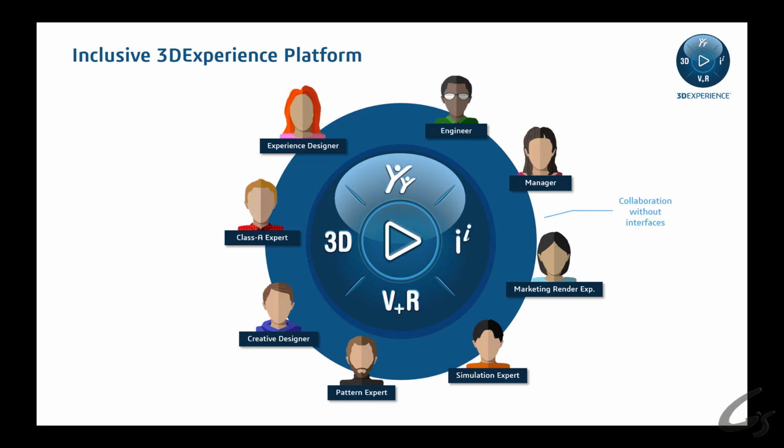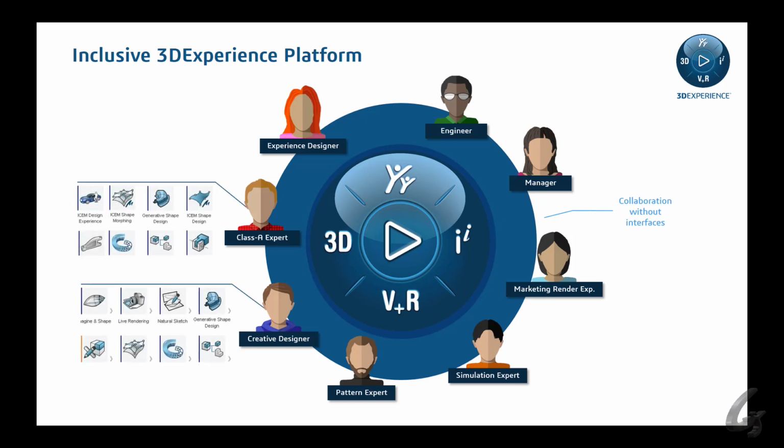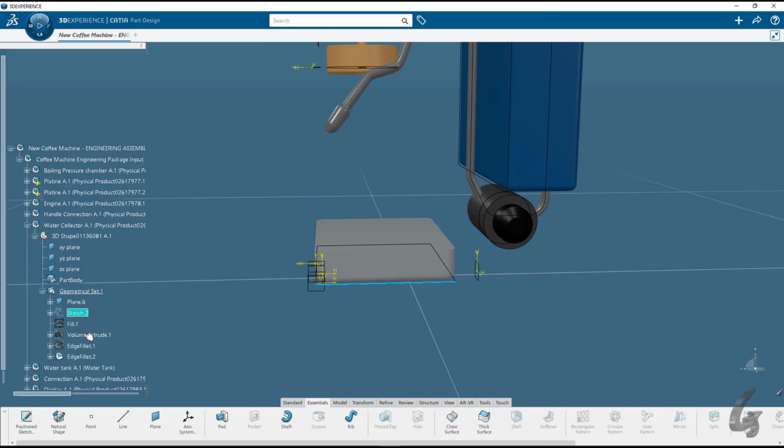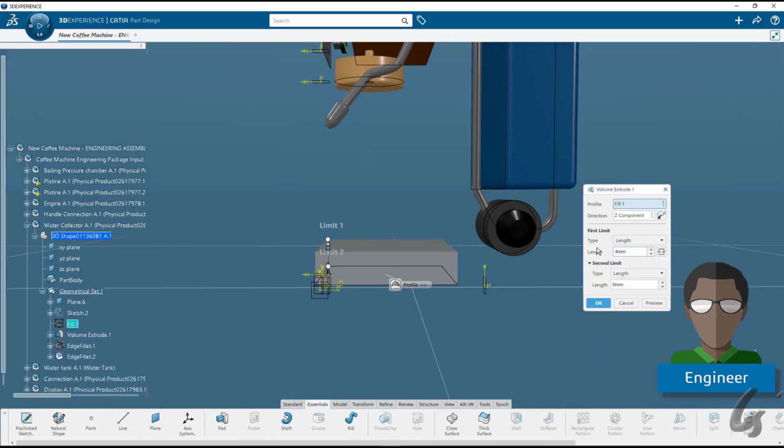Each design profile has its own package of roles which provide all the apps or tools needed to accomplish their tasks. The creative designer has a mix of creative-centric apps, the Class A expert has a mix of surfacing-centric apps, and the experienced designer has a suite of apps suited for design reviews. And all the other profiles you see here, like the simulation expert, the marketing render expert, and of course the pattern expert, are all working on the same platform with their own tools, all accessing the same data from the 3D Experience Platform. Here's an example using a coffee machine scenario.